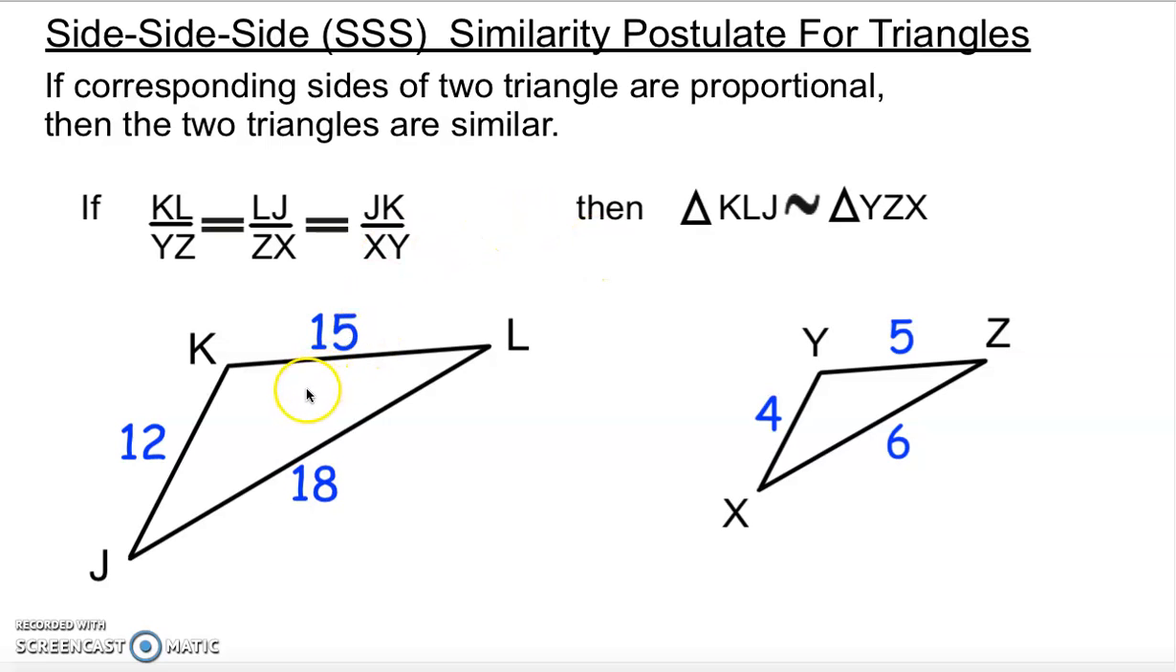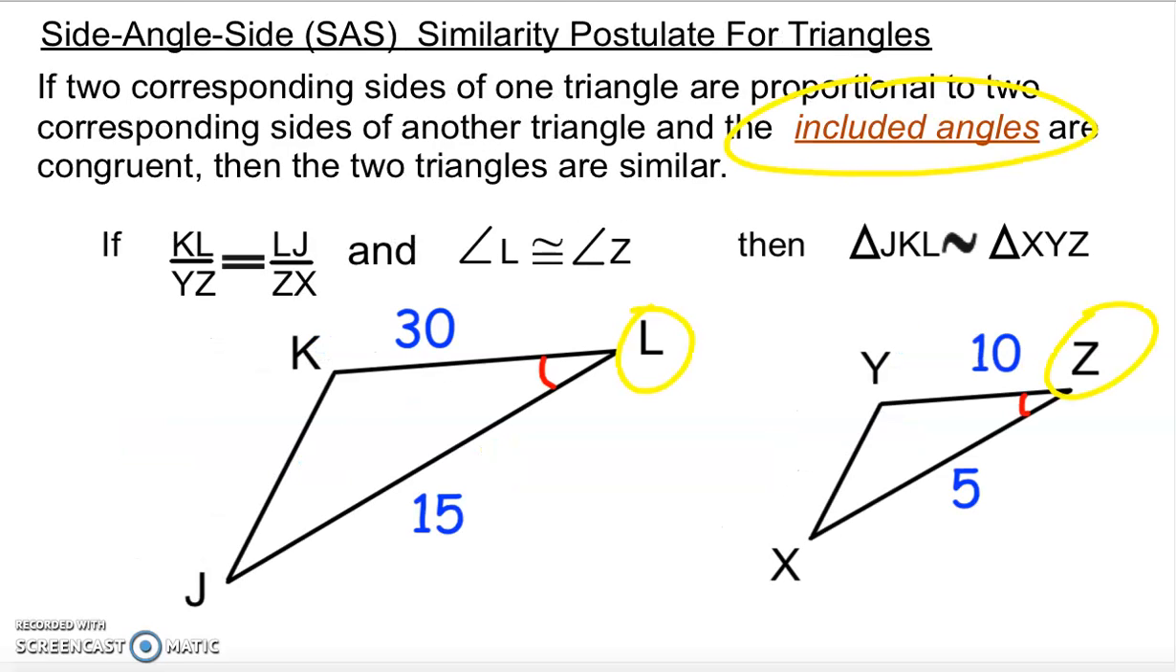So in this case here, if I take the smallest sides, I have 12 to 4. So if I take 4 times 3, I get 12, okay? And then I take the medium sides, and if I take 5 times 3, I get 15. And if I take the largest sides here, 6 times 3 is 18, then I do have similarities. So these triangles are going to be similar to each other at a scale factor of 3 to 1, because the big one is 3 times the size of the small one.